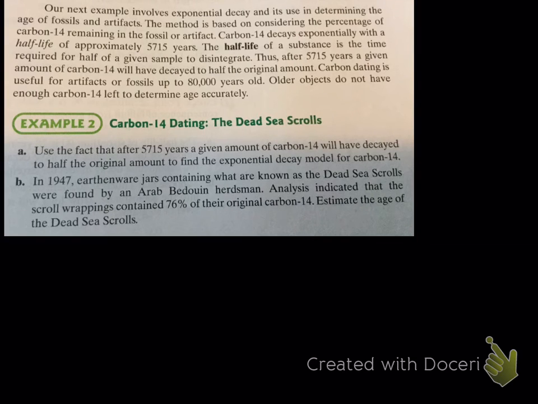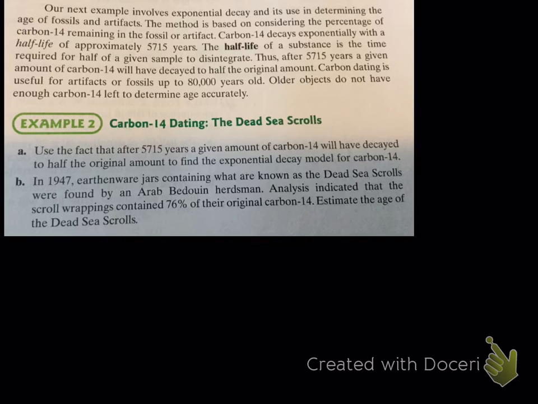Our next example involves exponential decay, and it's used in determining the age of fossils and artifacts. The method is based on considering the percentage of carbon-14 remaining in the fossil or artifact. Carbon-14 decays exponentially with a half-life of approximately 5,715 years. The half-life of the substance is the time required for half of the given sample to disintegrate. Thus, after 5,715 years, a given amount of carbon-14 will have decayed to half the original amount.